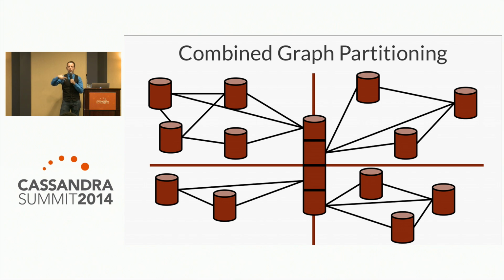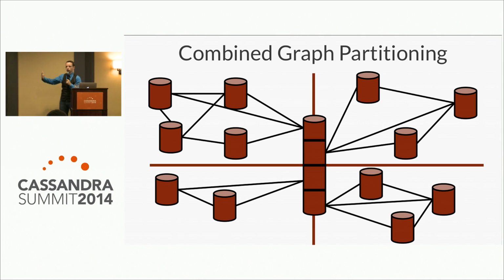right? If we combine these two techniques, most natural graphs that we are aware of at this point are actually partitionable, right? And then you can get fairly good performance even though what you're doing is effectively executing joins. So much on the data model.